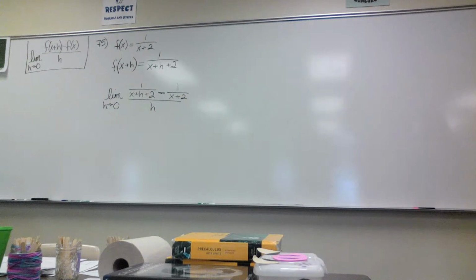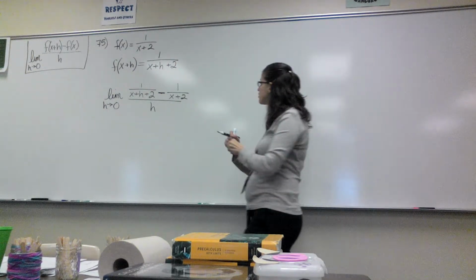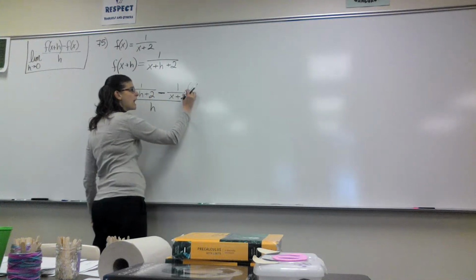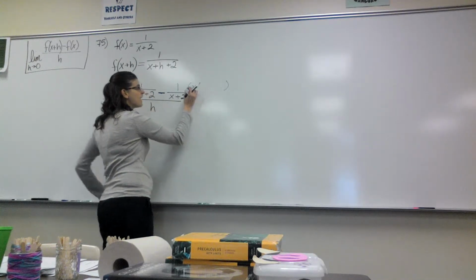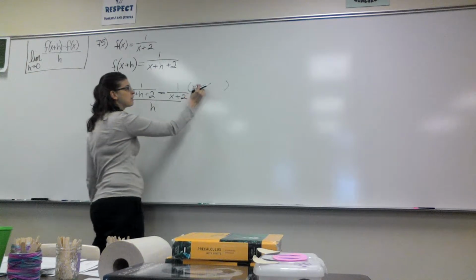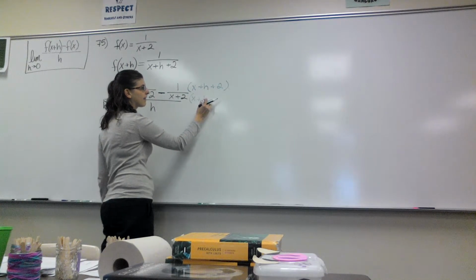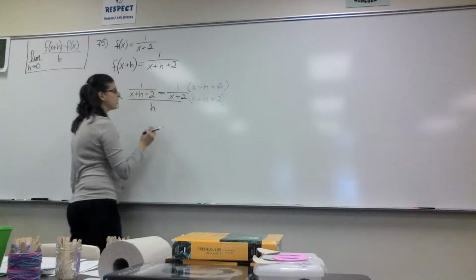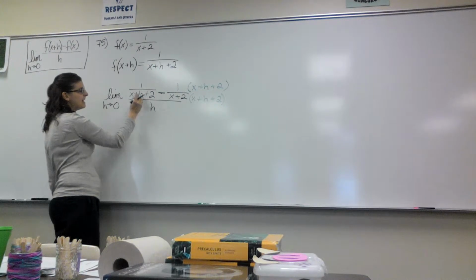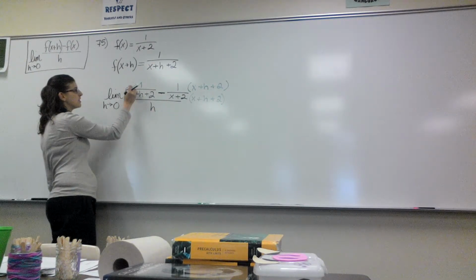So we need to get a common denominator. What do we do if there's no common factors? Like, how do you get a common denominator between 7 and 6? Multiply them by each other. So you're going to multiply top and bottom of this fraction by that guy, x plus h plus 2, top and bottom. And you're going to multiply top and bottom of this guy by that denominator, which is x plus 2.